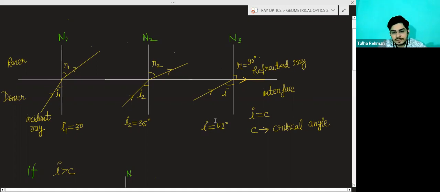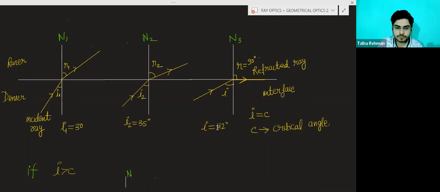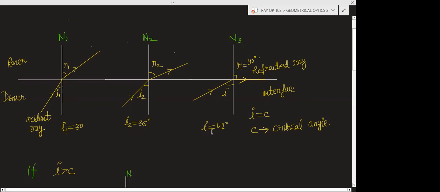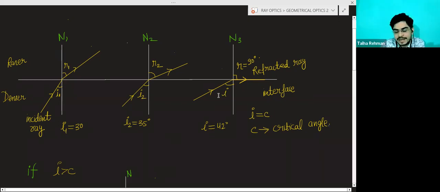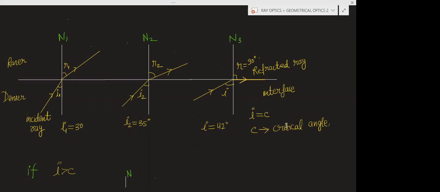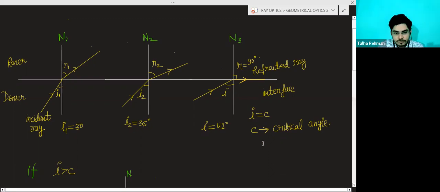Now this angle of 42 degree here is just an example. I am not saying this will be exactly 42. This is for your understanding. So if someone asks what the critical angle is: it is the angle of incidence for which the angle of refraction becomes 90 degree, and the light ray is moving from denser to rarer medium. That is the critical angle.